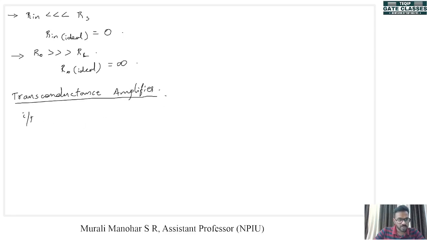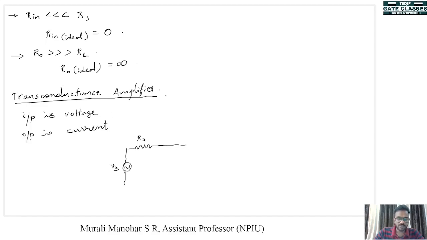Here the input is voltage and output is current. Now we can draw the equivalent circuit of this transconductance amplifier. The input is voltage, so there will be a voltage source Vs. Now there is a series resistance with the source called the source resistance Rs.